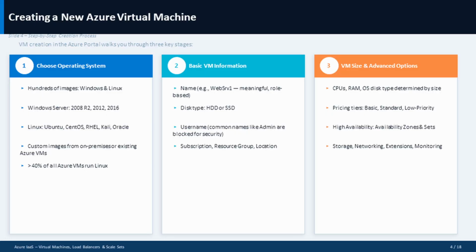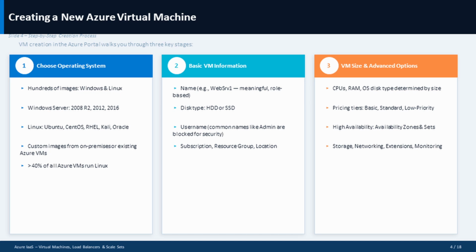Creating a new Azure virtual machine in the portal involves three main stages. In the first stage, you select an operating system image. Azure offers hundreds of images spanning both Windows and Linux. Supported Windows Server versions include 2008 R2 SP1, 2012, 2012 R2, and 2016. For Linux, you can choose from Ubuntu, CentOS, Red Hat Enterprise Linux, Kali, and Oracle Linux, among many others.